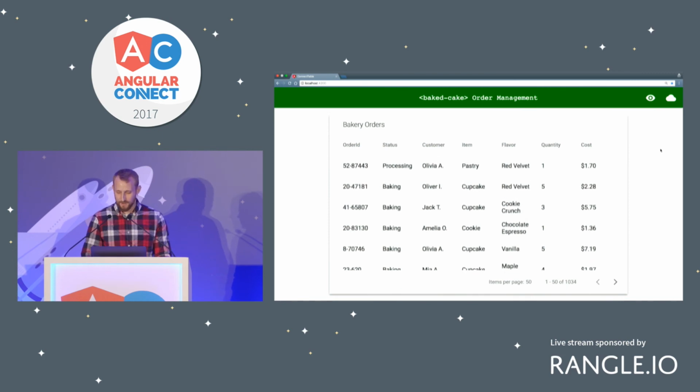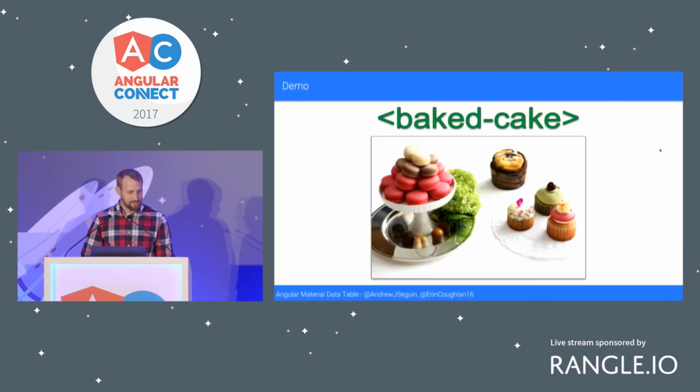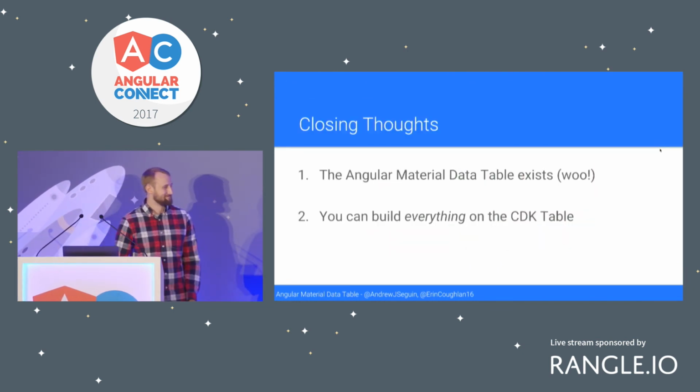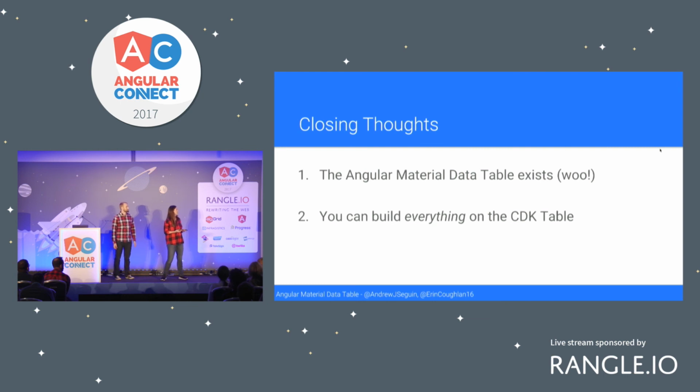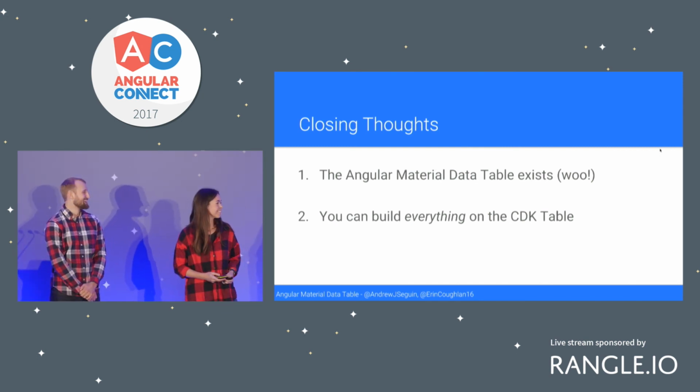All right, so I think we got our app all set up. Let's look back at our slides here and go over what we talked about. There we go. What we want to take away is that the Angular Material data table exists. You can use this today in your applications, and it's out of beta. It's out of beta. We're excited about that.